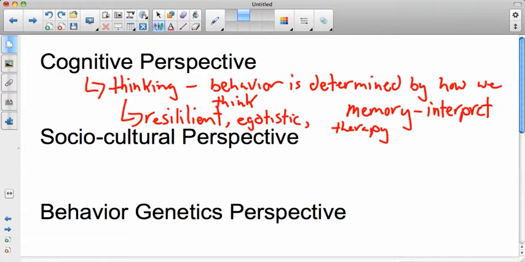Okay, the sociocultural perspective is going to seek to explain behavior in terms of social and outside influences, social influences and cultural influences. There's some fun examples of this. So, many examples are culturally associated. We could talk about growing up.